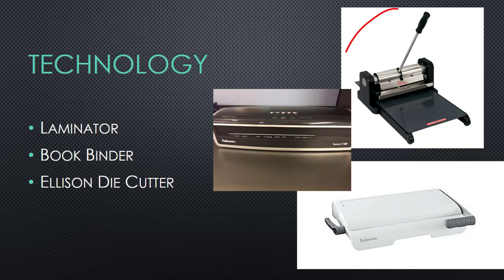And we have an Ellison die cutter, which is great for creating bulletin boards. You can cut out letters or different shapes to create these bulletin boards or posters. There are directions for using this type of technology available in the CMC, right next to each piece of technology.